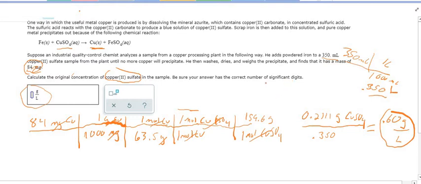So again, you have to look at the answer. You need grams per liter of copper(II) sulfate. Do your stoichiometry down here. Finally, divide by the liters, and we're left with 0.60 grams per liter.